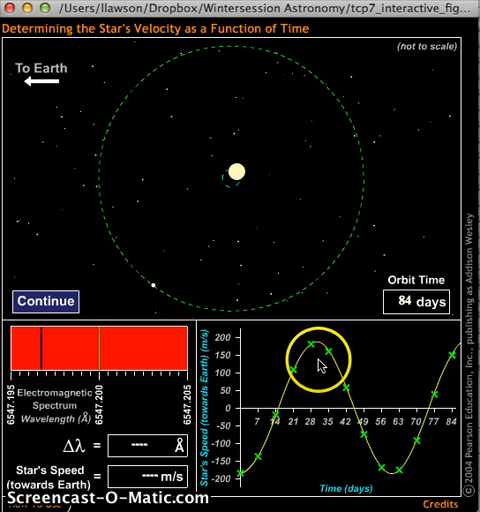And so now we have a completed curve, and from this we can see the orbital period of the planet, because it is the same as the orbital period of the star. We started here on day 7, and it looks like it takes somewhere around 60 days for the star to go through one complete orbit, which would also be the orbital time of the planet.